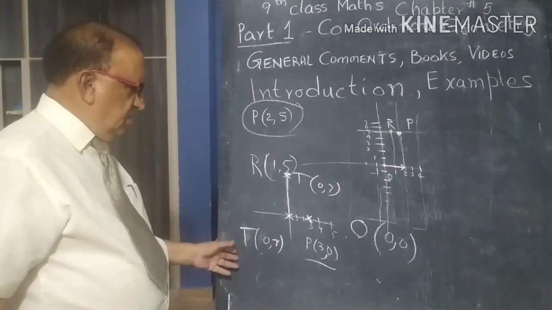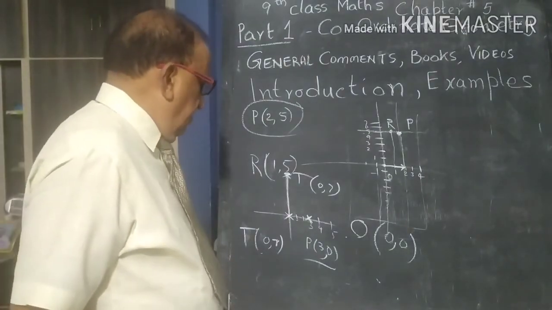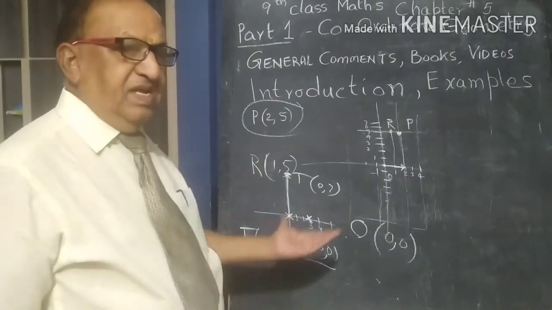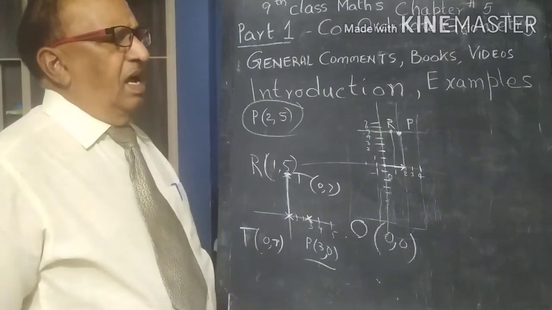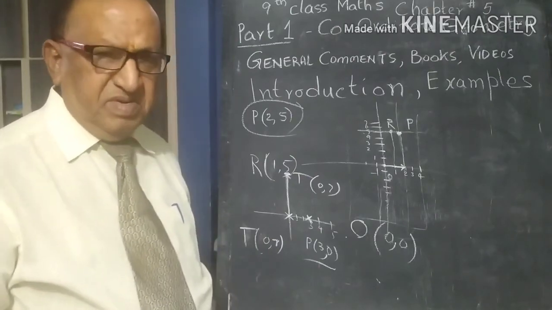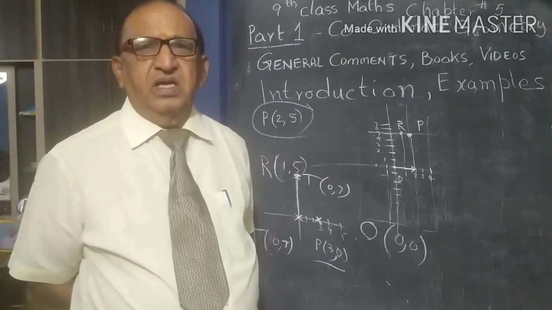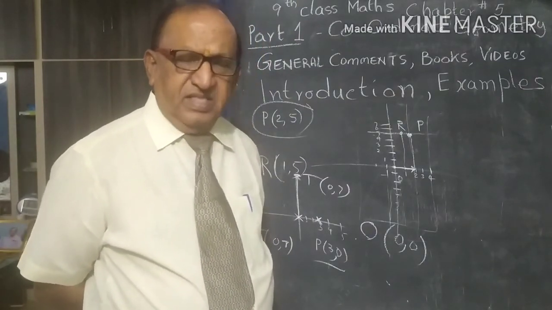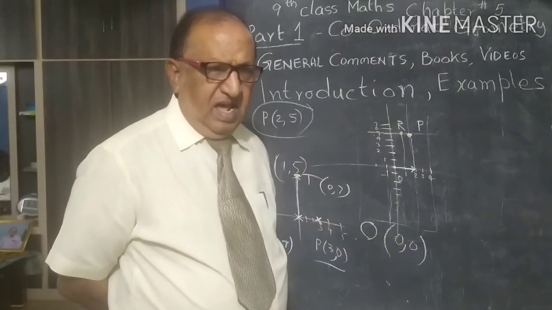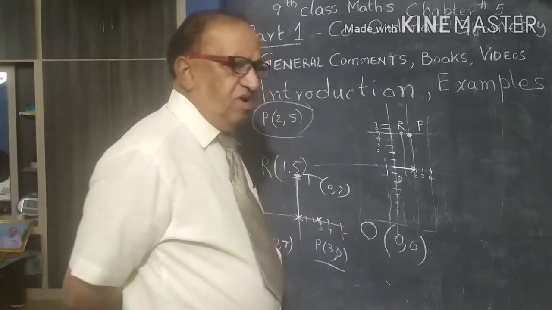So we have learned how to represent a given point on the graph paper, locating it, and in the next presentation, I will do some problems. In the coordinate system, every point is represented by two coordinates. One is called the abscissa, that is along the x-axis. The other one is the ordinate, that is along the y-axis. And the intersection where the x-axis and y-axis meet is called the origin.